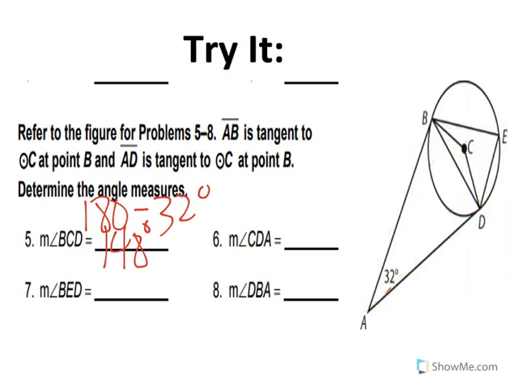Okay, and now we're looking for CDA. CDA is this angle here. This is a tangent line, and this is the radius. So CDA is 90 degrees.